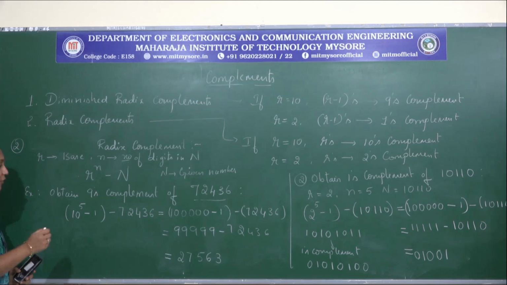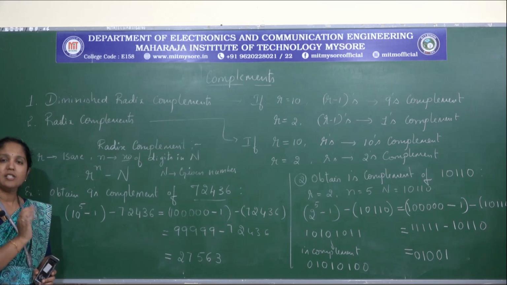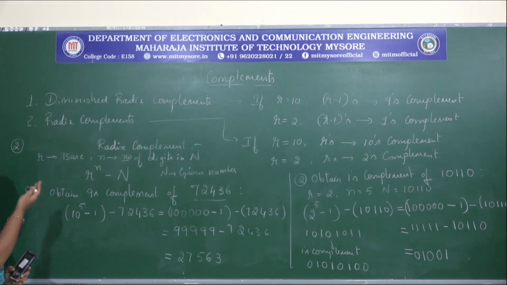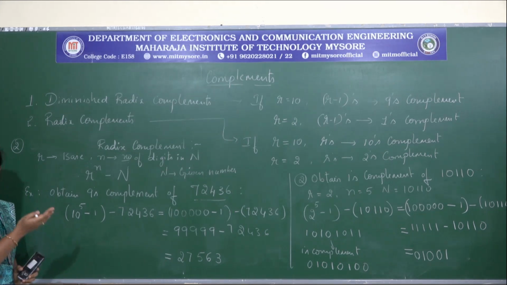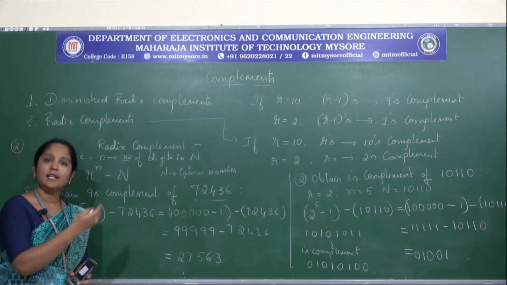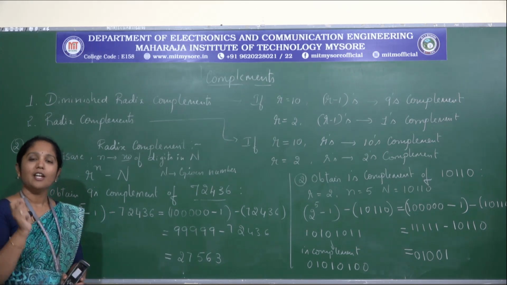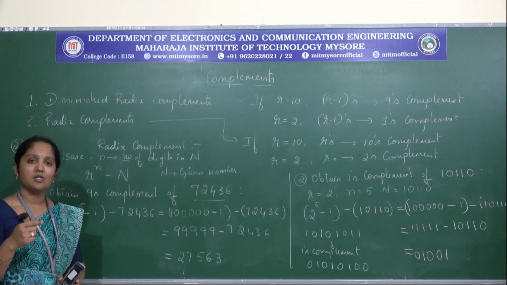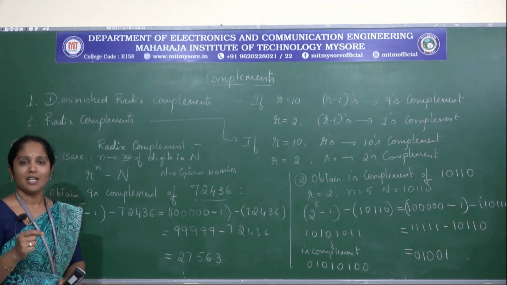If you compare the previous one and this one, the subtraction of 1 that we did is not there; r power n minus N. Now we have 9's complement, so you can use the formula, or if you have the 9's complement, just add 1 to it and that is sufficient to obtain the 10's complement. It is the same for the binary case also. There, if you just add 1 to the 1's complement of a given sequence, that gives you the 2's complement of the given sequence.